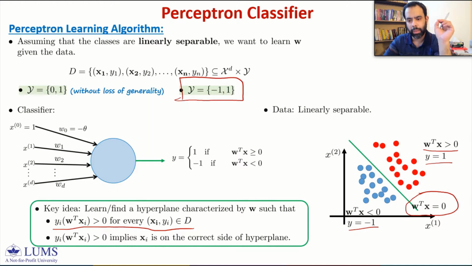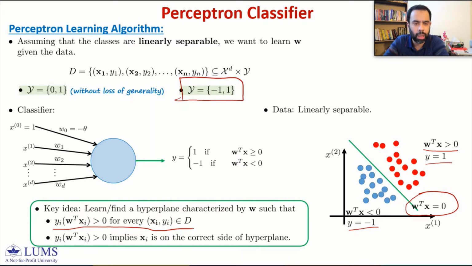It simply means that xi is on the correct side of the hyperplane. If all the red points are in the region where W transpose X is greater than 0 and all the blue points are in the region where W transpose X is less than 0, we have a separating hyperplane W transpose X is equal to 0, right? So building on this key idea, we will develop a perceptron learning algorithm.